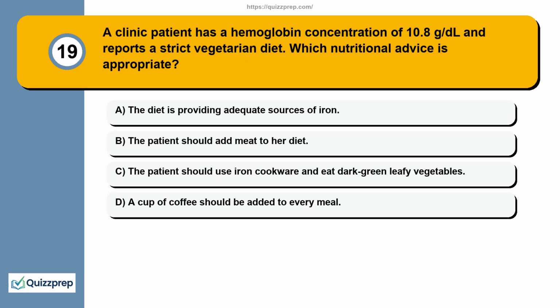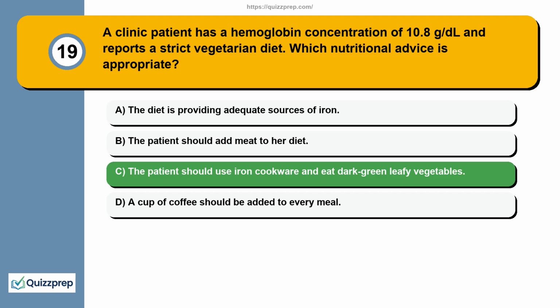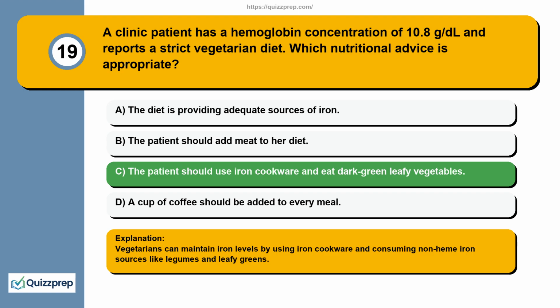Question 19. A clinic patient has a hemoglobin concentration of 10.8 g/dl and reports a strict vegetarian diet. Which nutritional advice is appropriate? The diet is providing adequate sources of iron. The patient should add meat to her diet. The patient should use iron cookware and eat dark green leafy vegetables. A cup of coffee should be added to every meal. Vegetarians can maintain iron levels by using iron cookware and consuming non-heme iron sources like legumes and leafy greens.